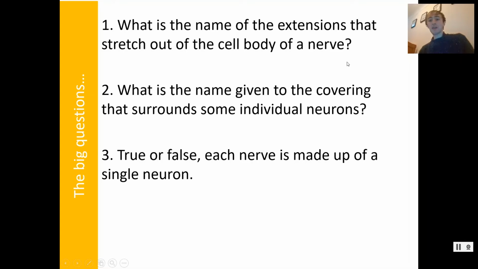The name given to the covering that surrounds some individual neurons is a myelin sheath. True or false, each nerve is made of a single neuron. That's very false. They're made of many neurons.